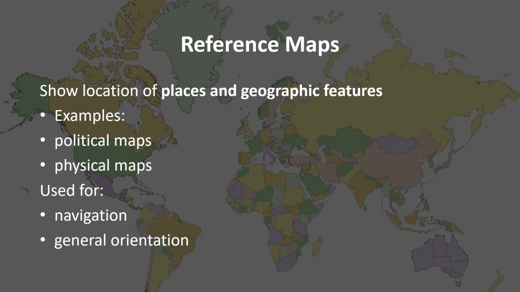There are two different kinds of maps that geographers and people use. The first is reference maps. Reference maps show location of places and geographic features. Some examples are political maps, which show borders; physical maps, which show natural parts of the earth. These maps are used for navigation, general orientation. They're designed to get you where you want to go.